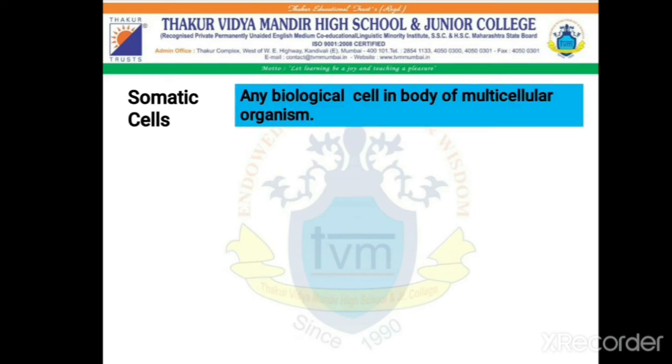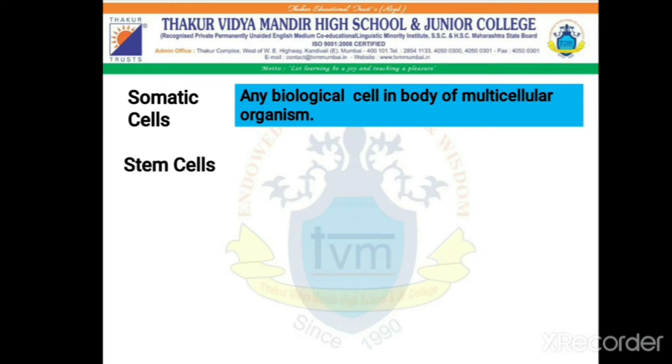Starting with the first one, that is somatic cells. Somatic cells are the cells which are present in the body of a multicellular organism. That is, any biological cell which is present in the body of a multicellular organism is called a somatic cell.